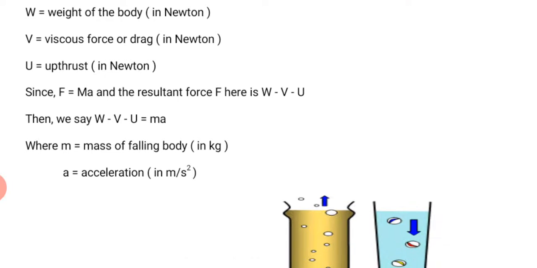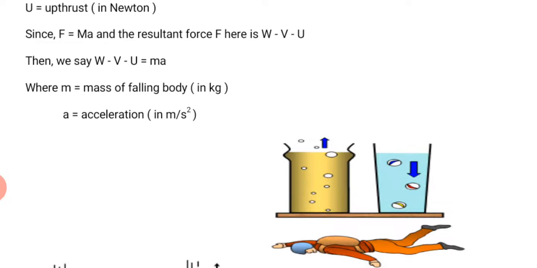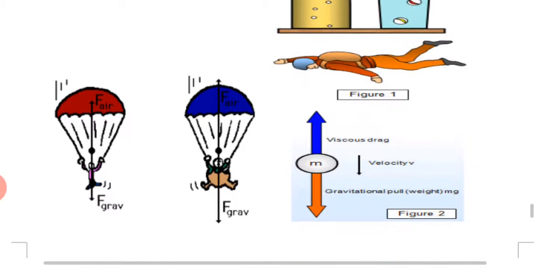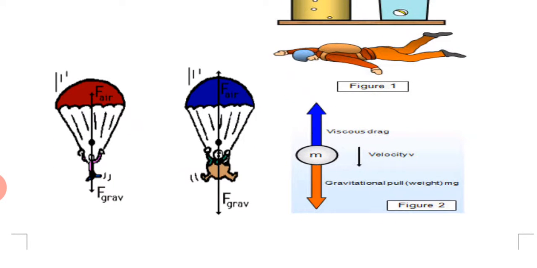So since F is equal to ma, and the resultant force F here is W minus V minus U, then we say that W minus V minus U is equal to ma, where m is the mass of the falling body in kilogram and a is the acceleration in meter per second squared. Then we have the diagram also which shows a light body and a heavier body with parachute.